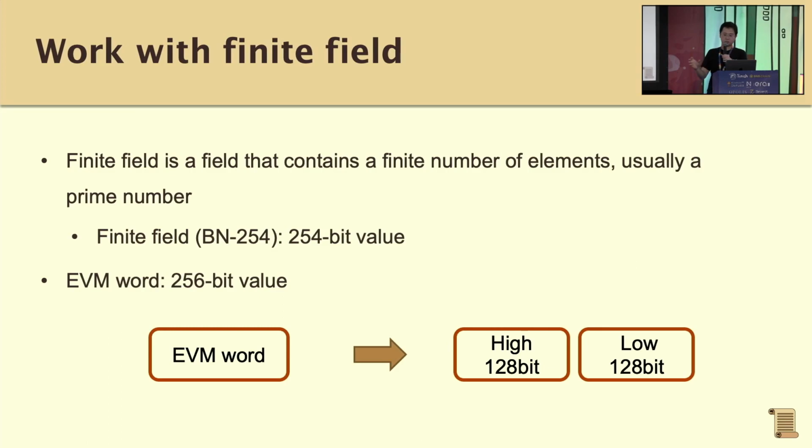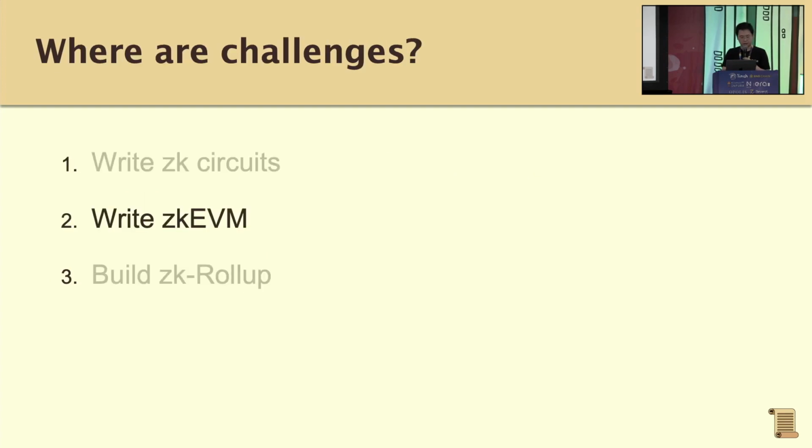So in order to represent the EVM word, you need to split it into two different numbers. A simple example is that you split it into a high 128-bit value plus a low 128-bit value to represent the EVM word. So this is something that makes writing zk circuits a little bit trickier than writing a regular program.